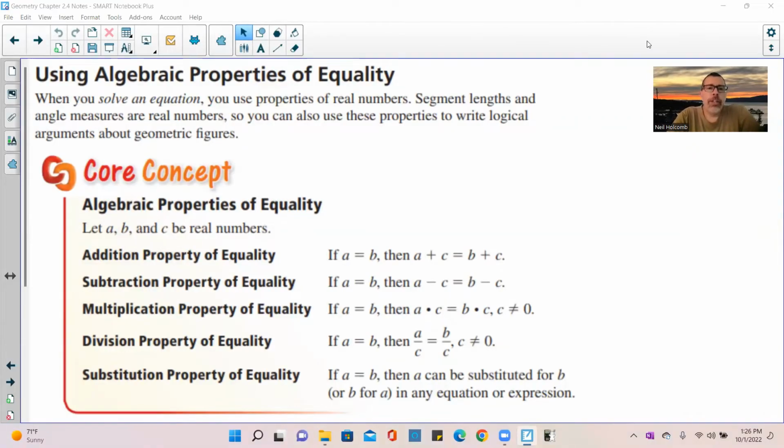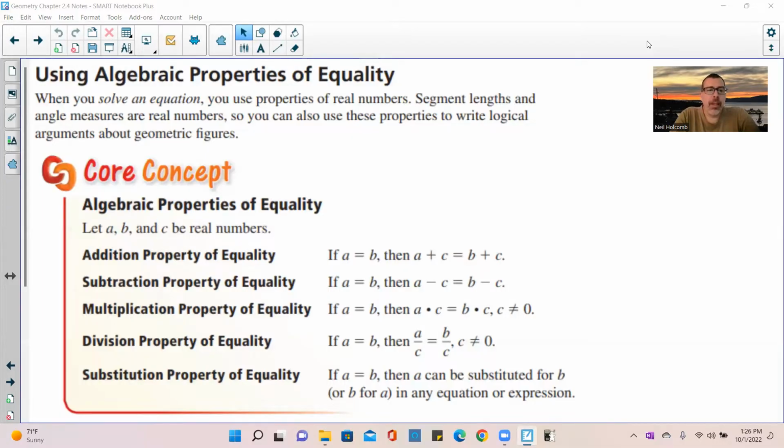When you solve an equation, you use properties of real numbers. Segment lengths and angle measures are real numbers. So you can also use these properties to write logical arguments about geometric figures. So the core concept from this chapter is algebraic properties of equality. So first we're going to let A, B, and C be real numbers. Okay, so that's just putting them in the real number set.